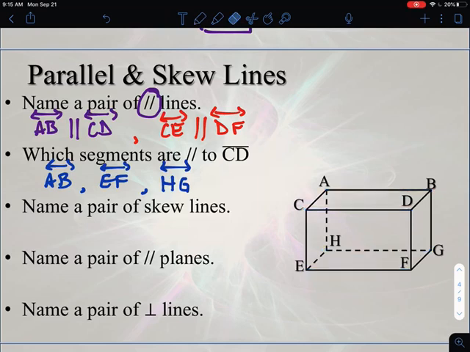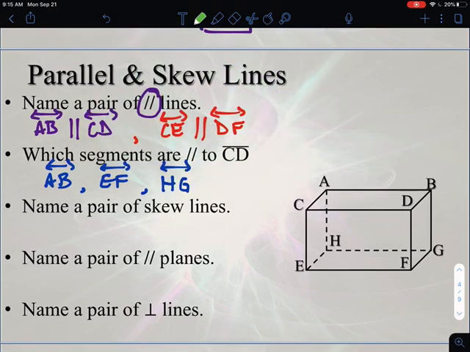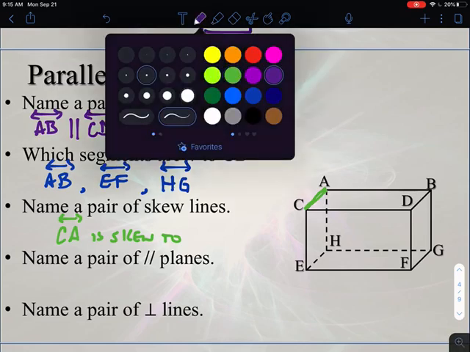Now as far as skew lines, if we're looking for skew lines here, those are ones that go different directions and do not touch. So I just pick a line to start with. Maybe I pick line CA here, which gives us a different direction. So line CA is skew. There's no symbol for skew, so you just have to write it out. So line CA is skew to, and we pick another line that goes a completely different direction.